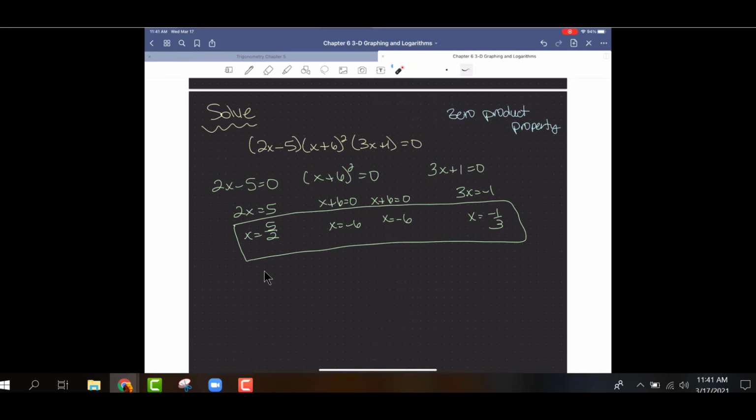You could even check if you count up the powers. There's technically a 1 here and a 1 here. So you'd have 1, 2, 3, 4. So it's a 4th degree polynomial, and at most you could have is 4 answers, and we found all 4 of them.